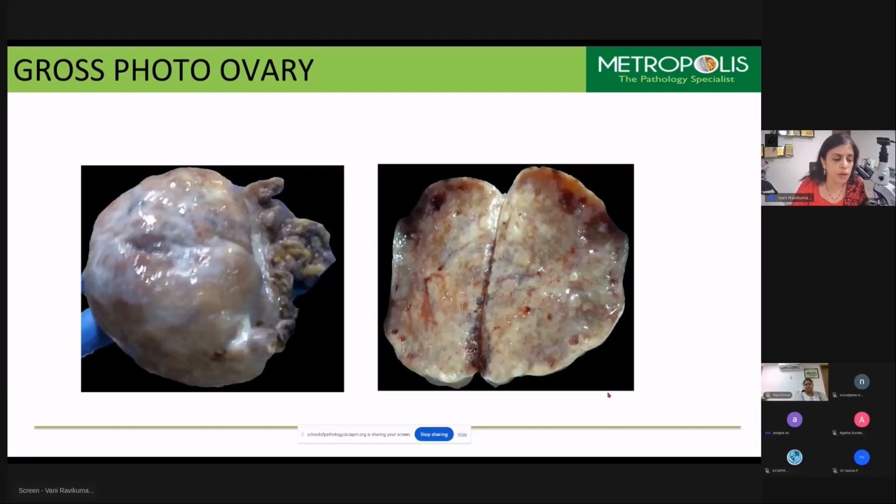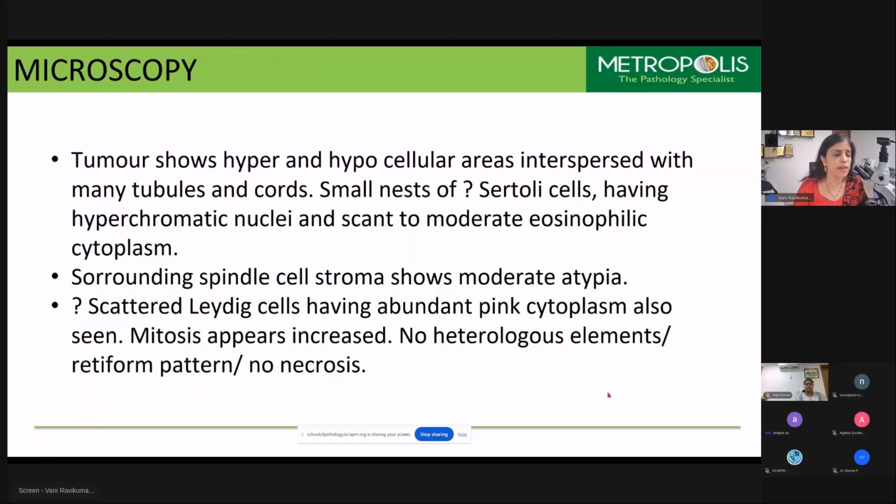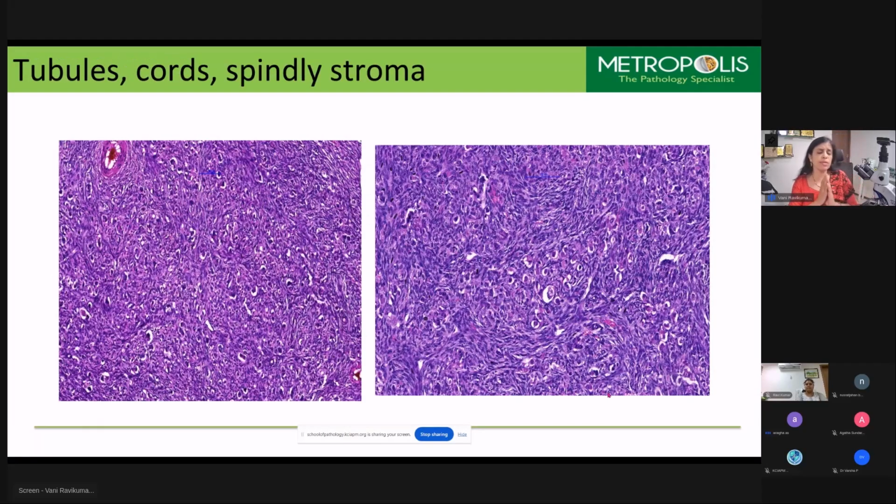We have such beautiful virilization symptoms. We have the change in voice. We have the hirsutism, everything. But this point is to be noted, enlarged ovary with retained contours. And it was very solid with somewhat glistening appearance, small cystic, small areas of hemorrhage. And the microscopy, I will not emphasize, it was so cellular, full of small tubules and this stroma. And we were thinking, which tumor looks like this?